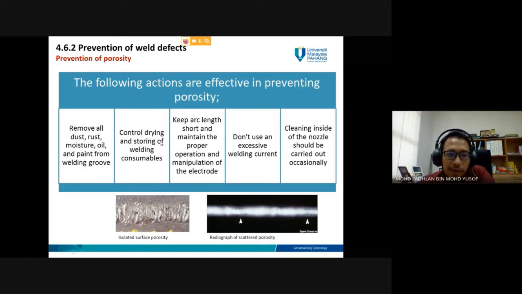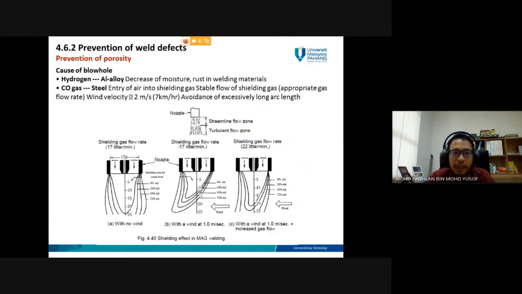Okay, and then control drying and storing of welding consumable. Okay, keep arc length short and maintain the proper operation and manipulation of the electrode, and don't use an excessive welding current. Cleaning inside of the nozzle should be carried out occasionally. Ni antara common way yang kita boleh gunakan untuk kita prevent porosity or suppress the occurrence of porosity.